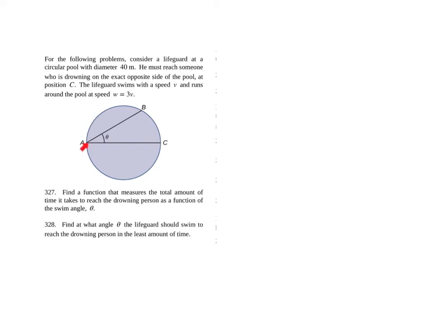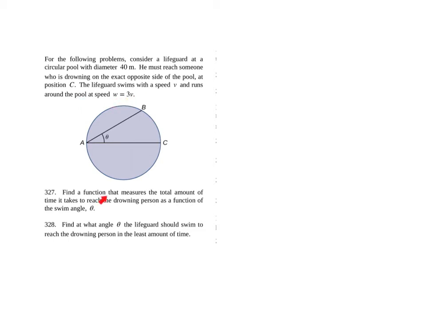Suppose a lifeguard at this pool with diameter 40 meters wants to reach someone who is drowning at this point, and the lifeguard is at this point, so it's just directly across the pool. Now the lifeguard swims at a speed v and runs around the pool at speed 3v, so 3 times faster.